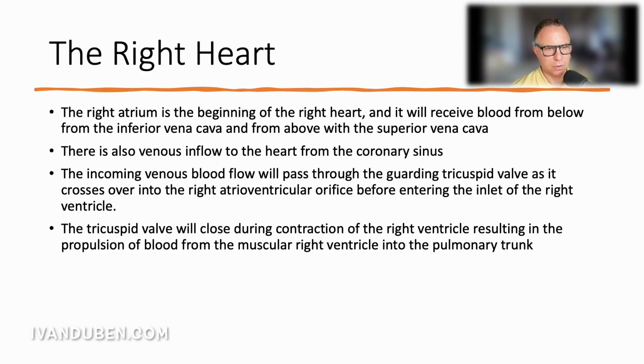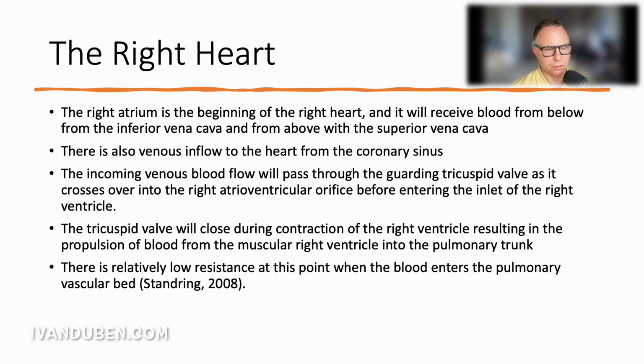The tricuspid valve will close during contraction of the right ventricle, resulting in the propulsion of blood from the muscular right ventricle into the pulmonary trunk. There is relatively low resistance at this point when the blood enters the pulmonary vascular bed. Now, there are also some observations that the blood travels in a spiraling motion through the heart, as well as through the arterial system. You can see how the heart would set the stage for that, creating sort of a spinning motion as it's being sucked in and pumped out.